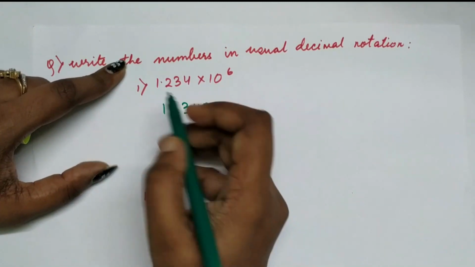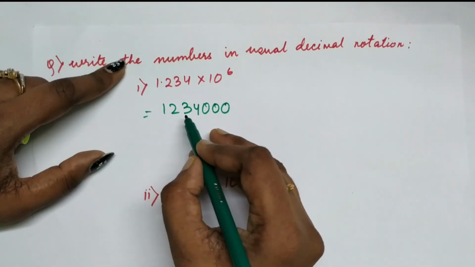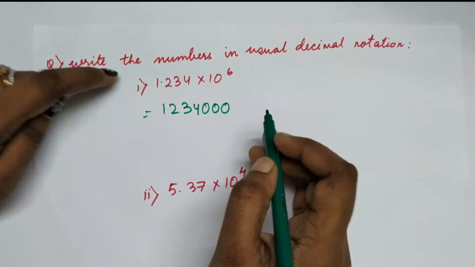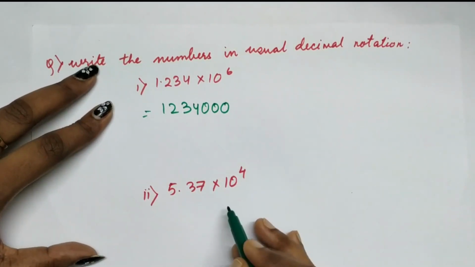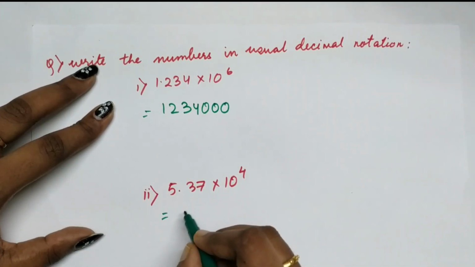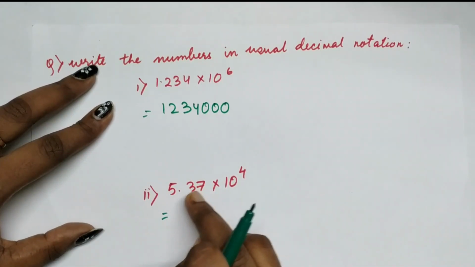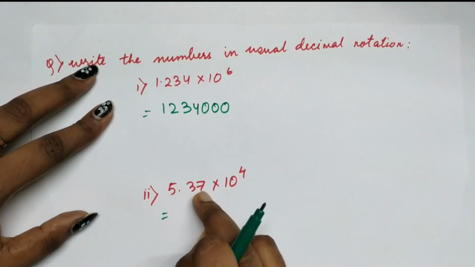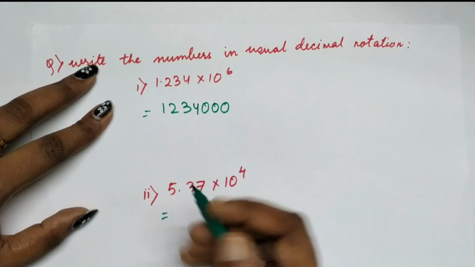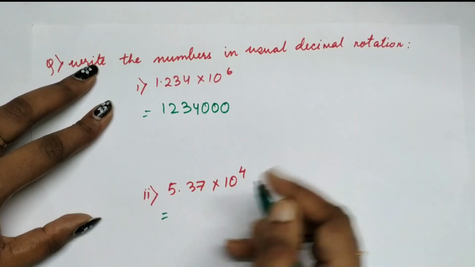So the number is going to become 12,34,000. So 1, 2, 3, 4 and 000. Let us try this. So you already know that the number is having a decimal point. After that, 2 numbers are written and we have to move 4 steps back. Now we are going to the right side, if you can see.